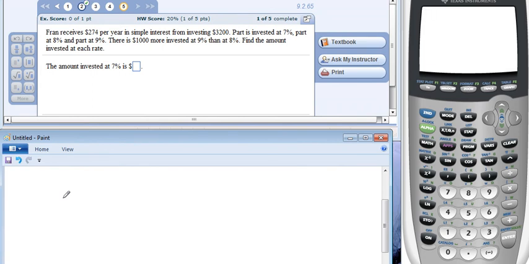So read that one. We've got Fran. She's investing in banks. She has $274 at the end of the year because she put $3,200 into 3 different accounts. One account has a 7% return, another one has an 8% return, and the last one has a 9% return. Okay? So why wouldn't she put them all in the 9%? I don't know, but Fran's not the brightest bulb. All right, so she gets $274 at the end of the year. She's invested $3,200 total into these 3 different accounts.